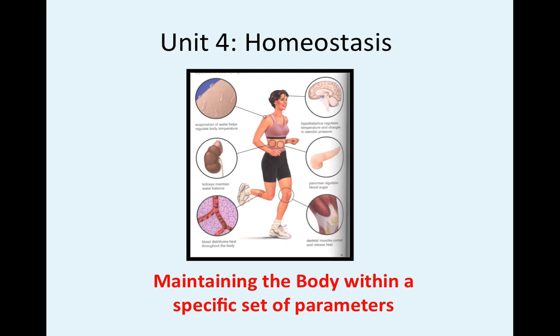So this is homeostasis, and the idea is that you're maintaining the body within a specific set of parameters. What I mean by that is, the parameters could be that your body temperature can be from this to that. It can't be outside of that. Your blood glucose levels can be from here to here, but they can't be outside of that. Your blood pH can be from here to here, but it can't be outside of that.